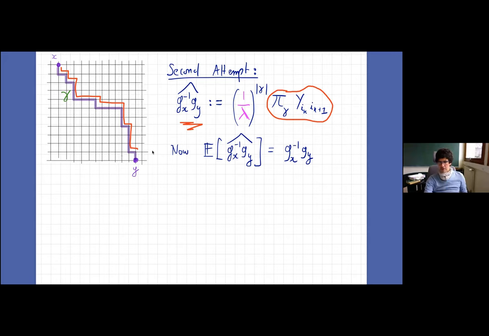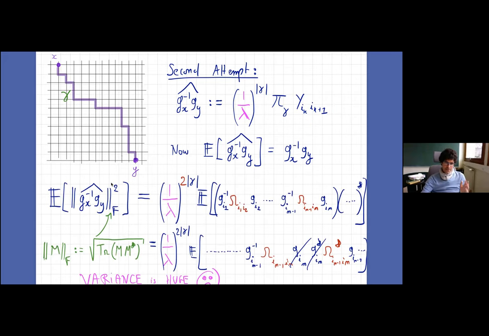So let's quantify this. A way to see that things are terrible is to compute the second moment. So I want to compute the second moment of this statistical estimator, and I need to do this for a certain norm on these matrices. And the natural norm here is the Frobenius norm, the square root of the trace of M M star. If I compute this L2 moment squared, I will have one over lambda to the two times the length of gamma. And here I denoted the product along gamma, and here there is the same thing, but star.